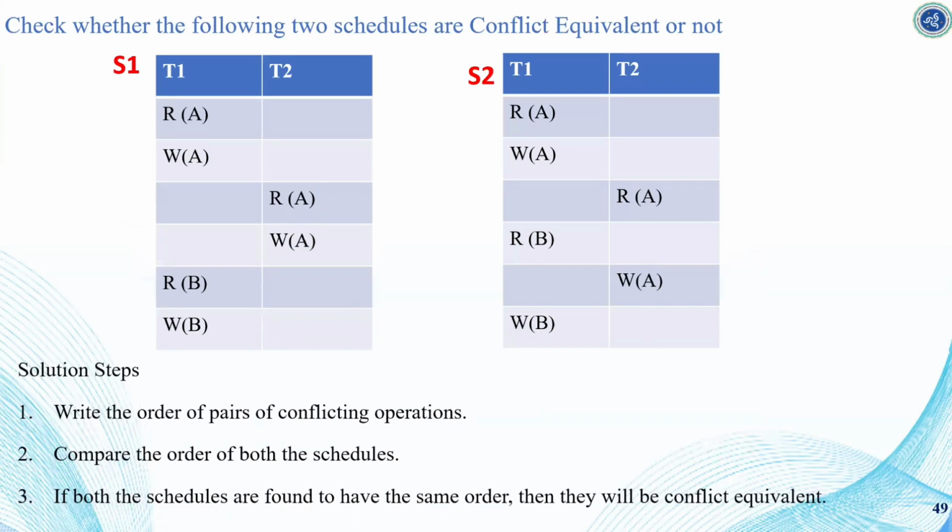So we can check these two schedules whether they are conflict equivalent or not. Okay. So here this is the case. Here this is T1 and this is T2, and this is S1.